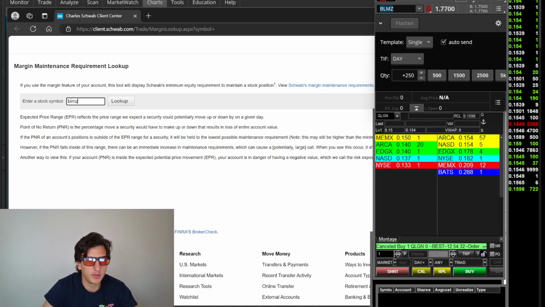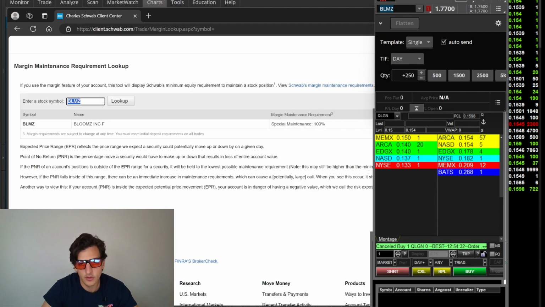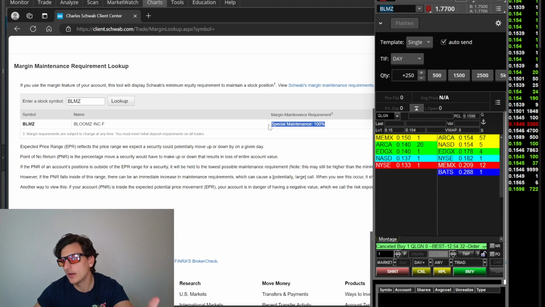So let's take a look here. BLMZ, special maintenance 100%. If it does say marginable, this means I can trade freely without any restrictions if I'm over 25K. But if it does say non-marginable, then you will not have that instant settlement, because instant settlement is margin because it takes T+1 to settle your trade. So instead of settling your trade the next day, they just lend you the money to settle it today on margin.